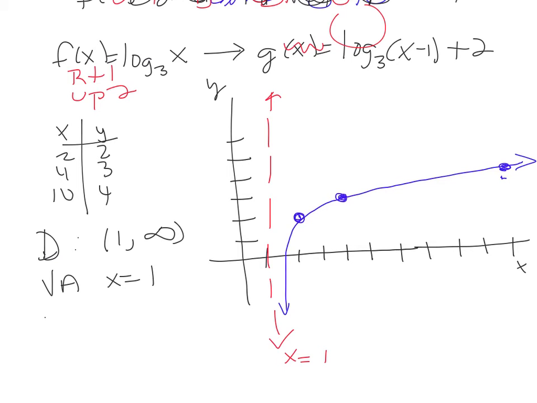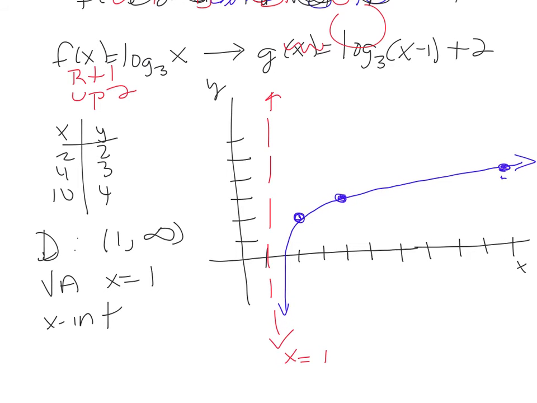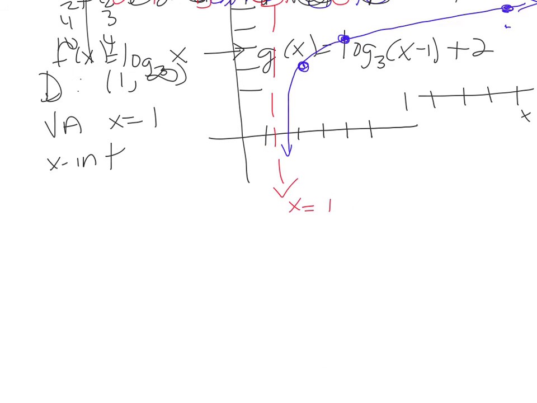And my x-intercept, okay, so your x-intercept is when your y value is equal to 0. So I'm just going to move everything up. Okay, so we want to find the x-intercept here.